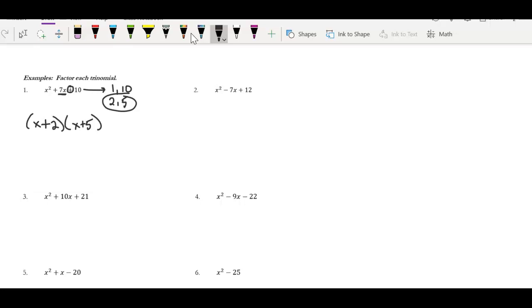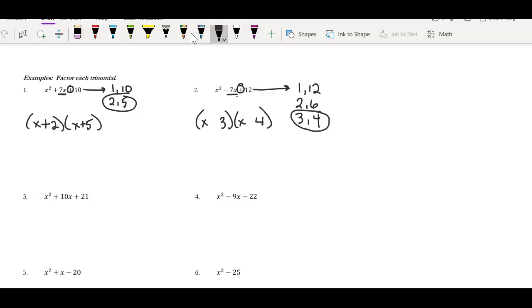All right, let's do this next one. Factors of 12. So 1 and 12, 2 and 6, and then 3 and 4. And again, I have to add to give a 7. I'm ignoring that it's a negative right now. I'm just adding to get a 7. And the numbers that add to give a 7 are 3 and 4. So I have a 3 and a 4.